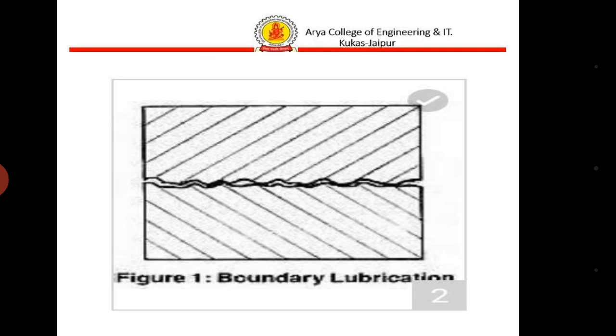Here is a diagram which shows two metal surfaces. The distance between the two metal surfaces is less than 1000 angstrom. The thin layer of lubricant is adsorbed on the metallic surface, which avoids direct metal to metal contact. The load is carried by the layer of adsorbed lubricant on both the metal surfaces.